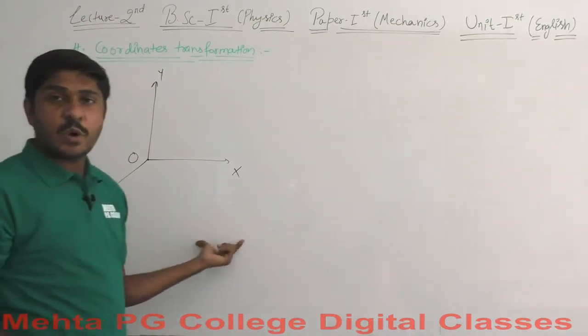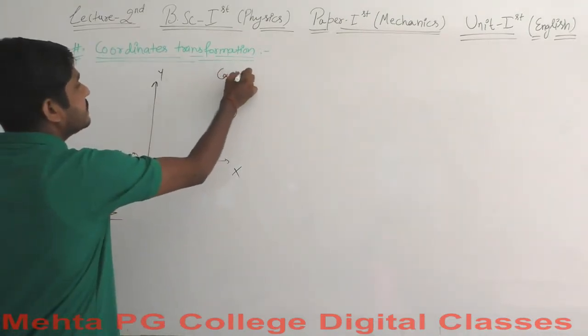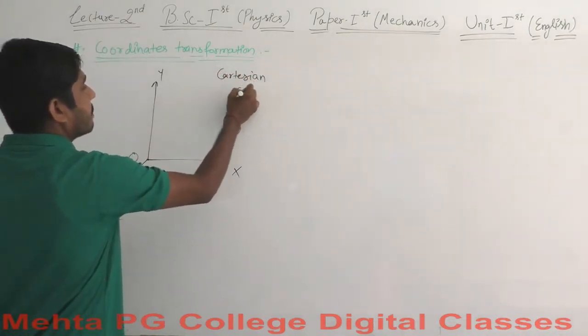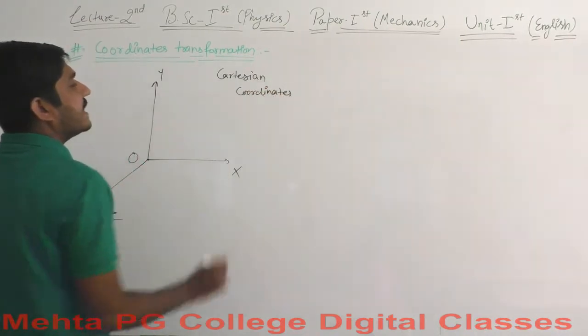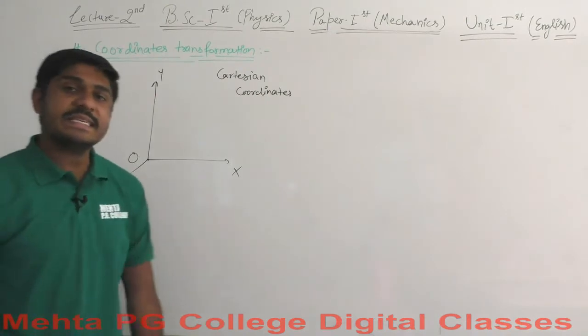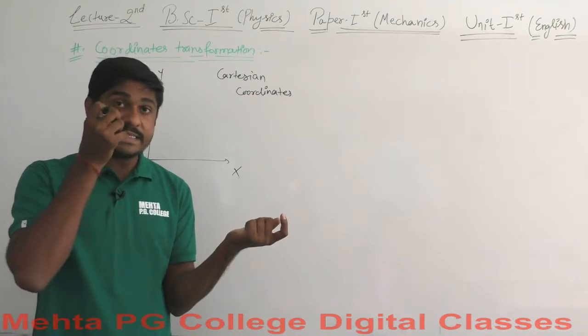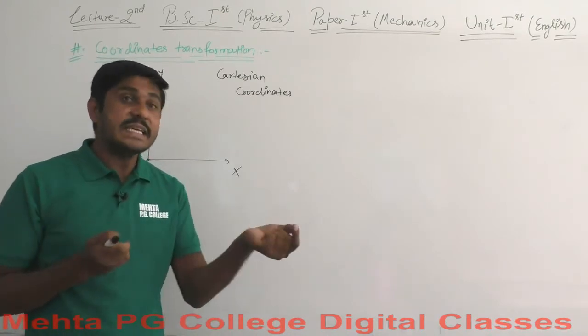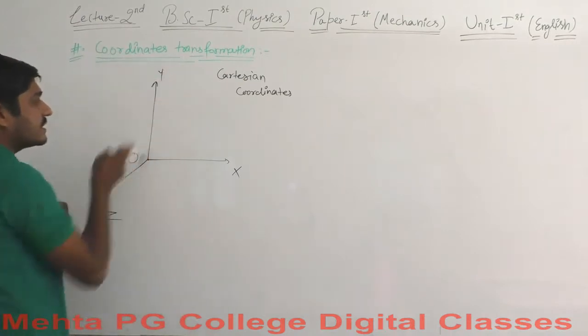What kind of coordinates are these? Let me justify that these are the Cartesian coordinates. Cartesian coordinates are the basics of the coordinate system. Whenever we talk about the coordinate system, the first image that comes to our mind is that we are considering all these three axes.